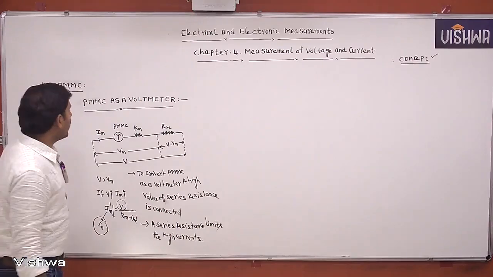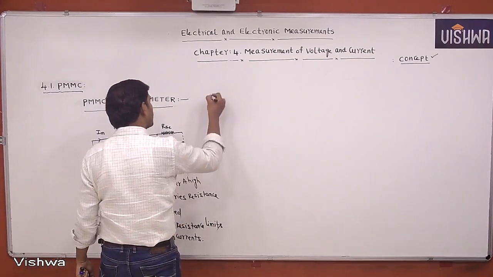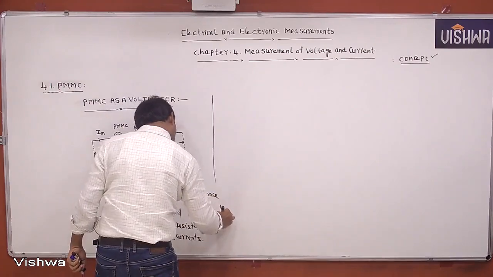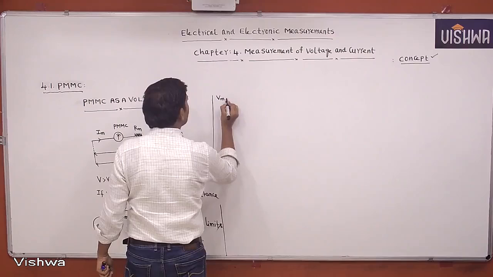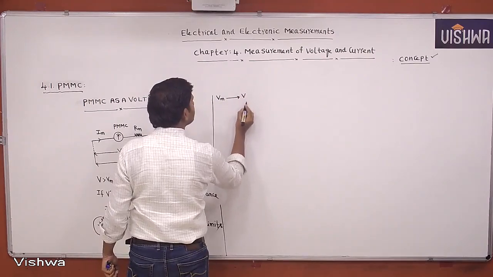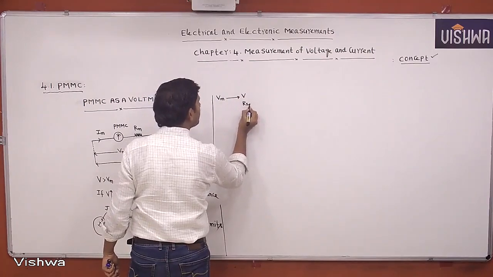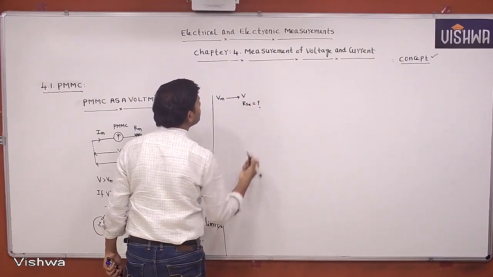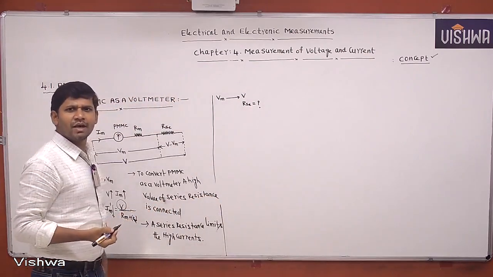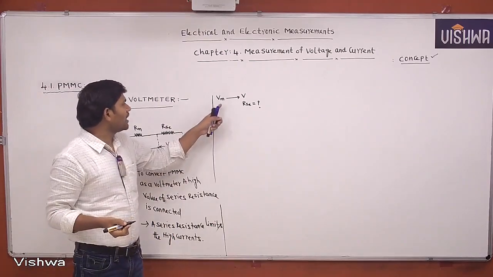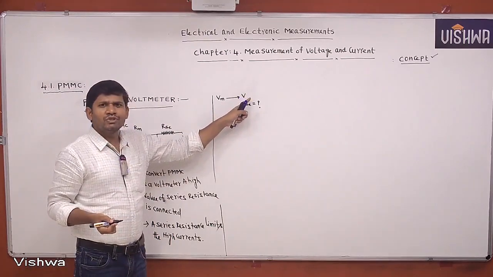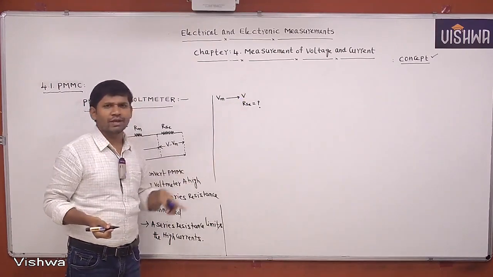Now the question is, to extend the range from Vm to V, what value of Rsc can you connect? That is nothing but the design of PMMC as a voltmeter. Actually, it measures the voltage Vm. Now we can extend the range to V. What value of Rsc can you connect?